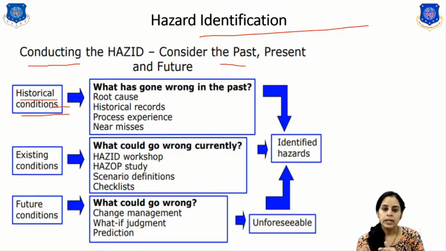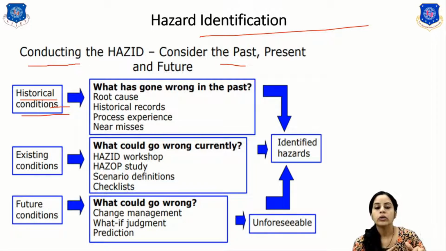Then the existing or present condition: what could go wrong currently? It includes hazard identification. It is improved by the hazard identification workshop, then hazard study, then scenario definition, then checklist. Then the future condition.